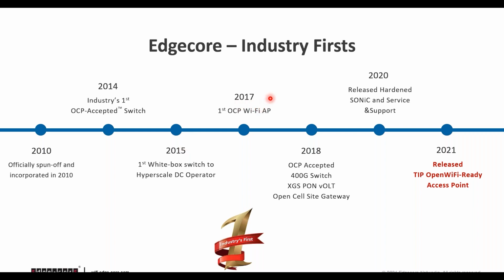In 2018, we were the first to contribute an OCP Wi-Fi access point. In 2018, we also contributed an OCP-accepted 400G switch, a GPON XGS-PON VOLTHA open cell site gateway. And in 2020, we released the hardened SONiC from Microsoft, along with service and support. This year, 2021, we just released the TIP OpenWiFi-ready solution.